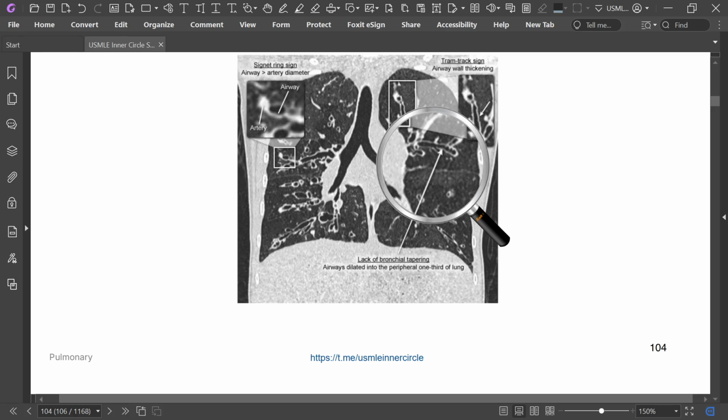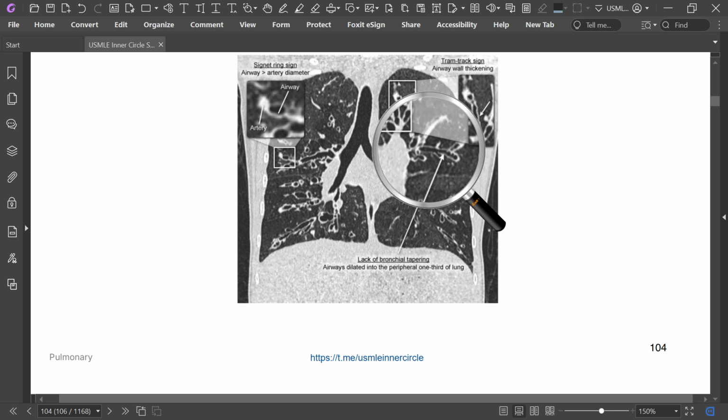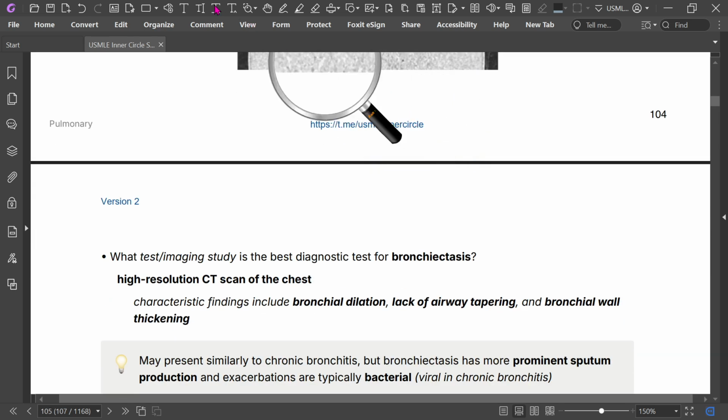Okay, look here: lack of bronchial tapering. Airways are dilated in the perihilar region, in one third of the lung. Now, chest imaging, HRCT, high resolution CT scan of the chest. The characteristic findings are bronchial dilatation, lack of bronchial tapering, and bronchial wall thickening.